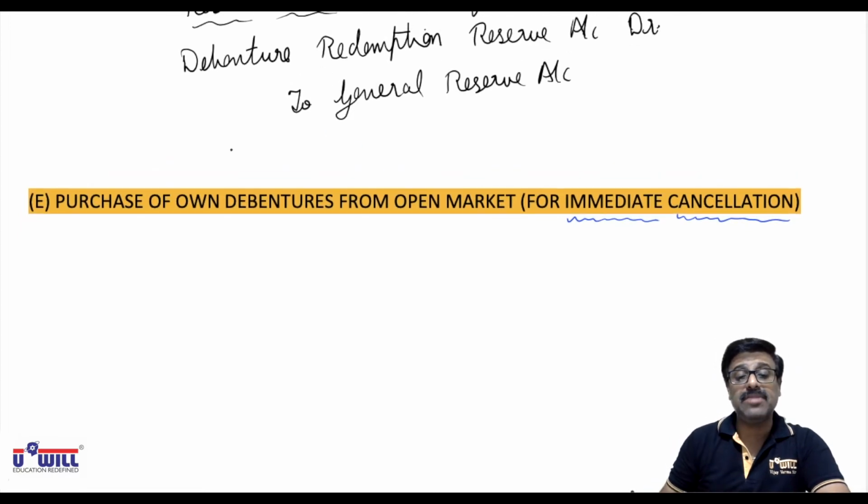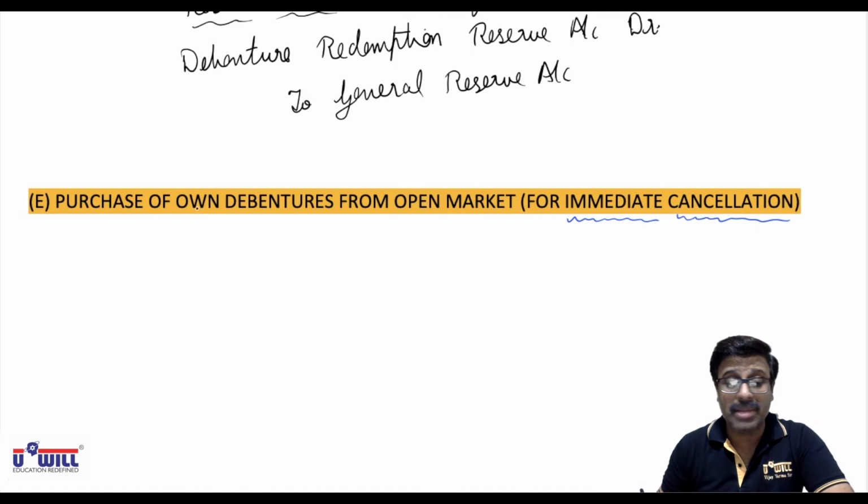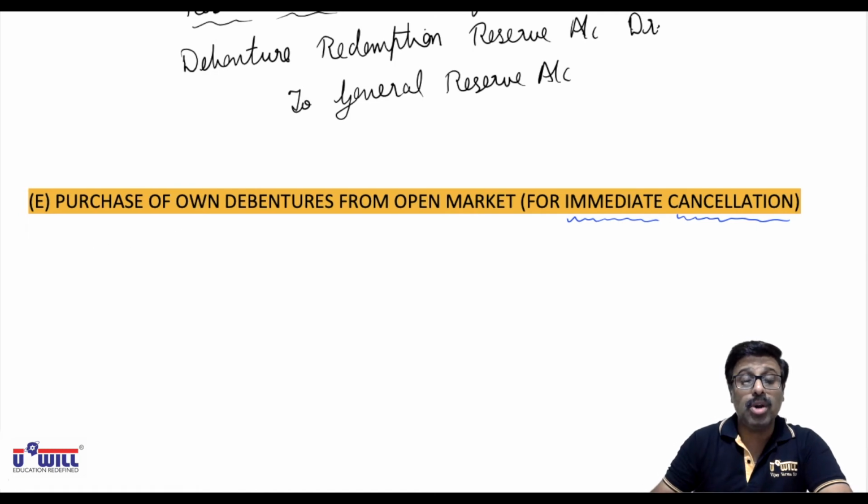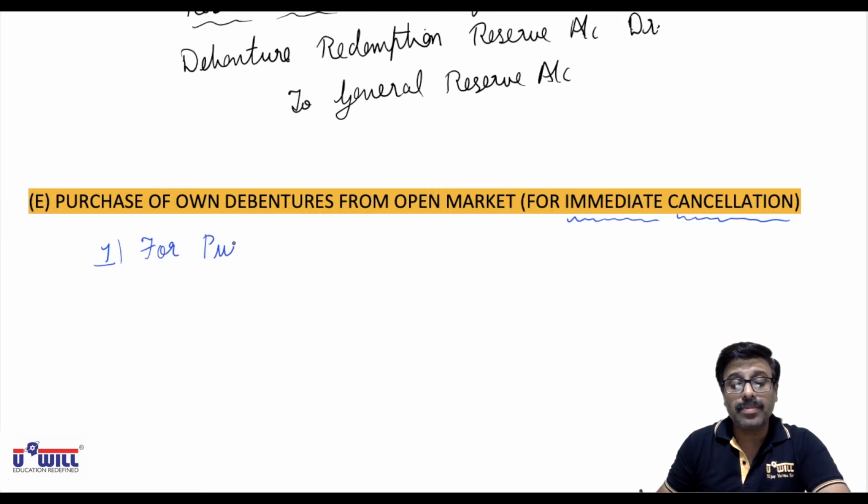Now, what entries will we pass? We are concerned mainly with the accounting part from the exam point of view. So, all of you write: the first entry will be for purchase of own debentures. Give this heading in your notebooks, for purchase of own debentures.